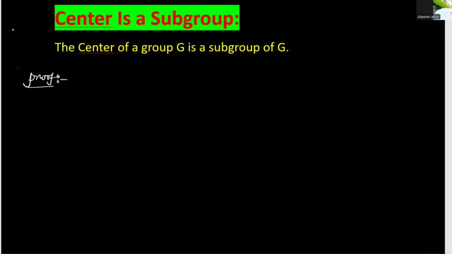The center of a group G, denoted by Z(G), is the set of all elements a belonging to G such that ax = xa for all x belonging to G. That is, the center of G consists of those elements of G which commute with every element of G. Okay.